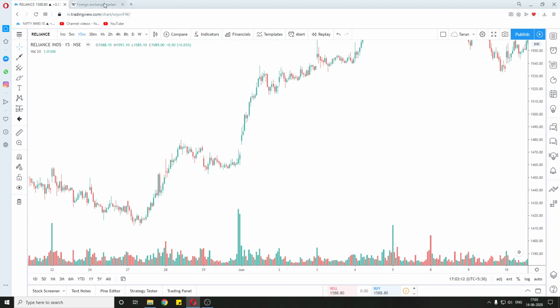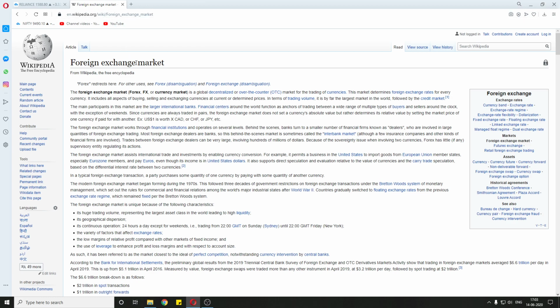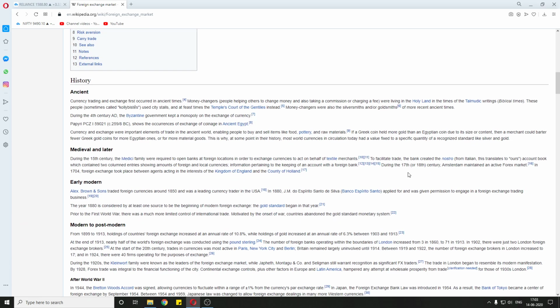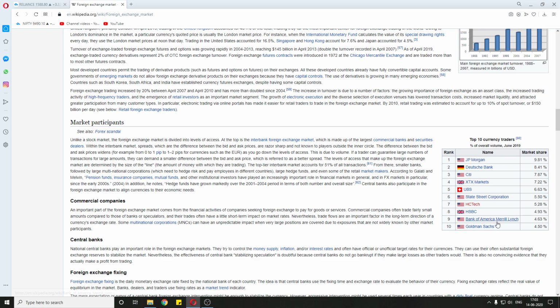First I'll take you to the Wikipedia page for the foreign exchange market. It works the same for the share market as well, but we don't have such data for the share market. This is something I want to show you. Let's go to the bottom, and I want you to focus your attention on this particular area, the top 10 currency traders.